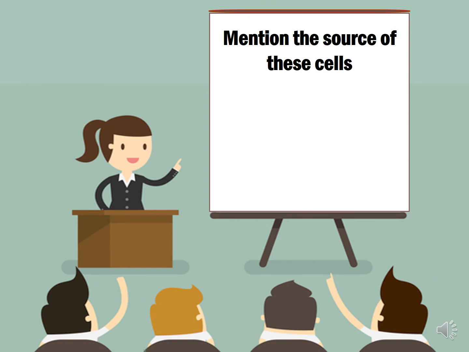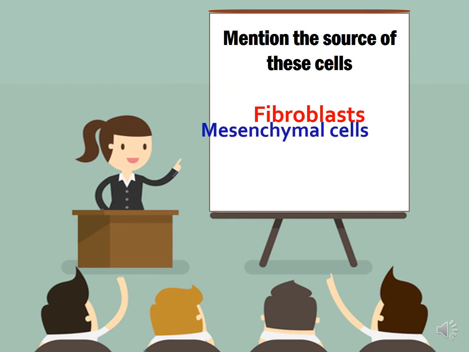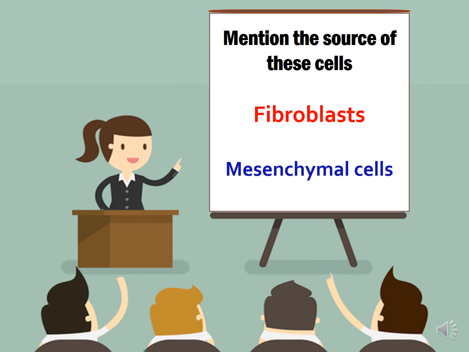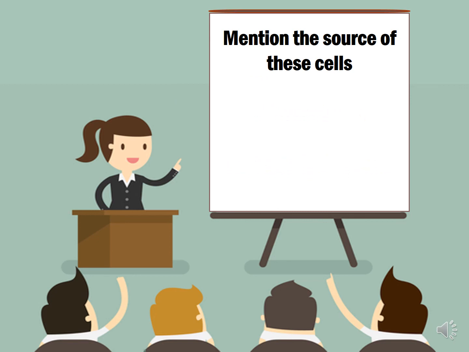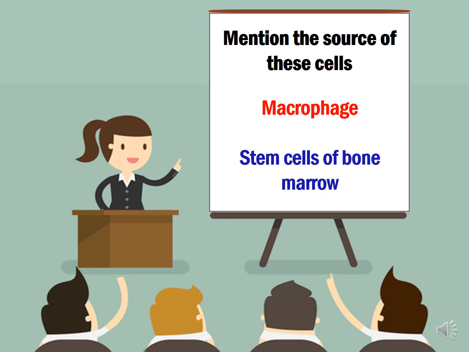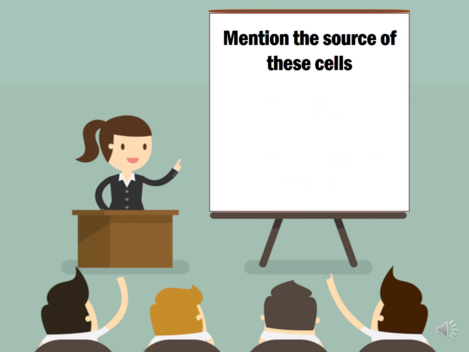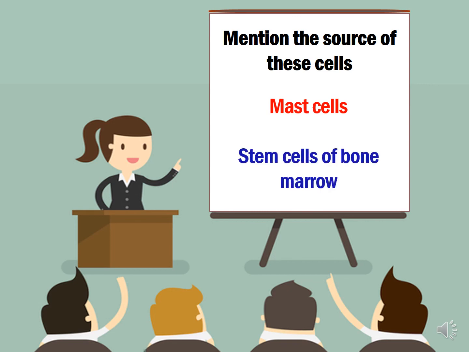Mention the source of these cells. Fibroblasts arise from mesenchymal cells. Macrophages arise from stem cells of bone marrow. Mast cells arise also from stem cells of bone marrow.